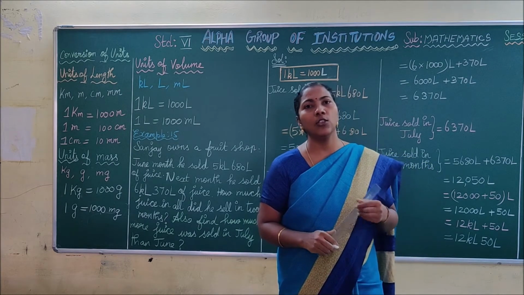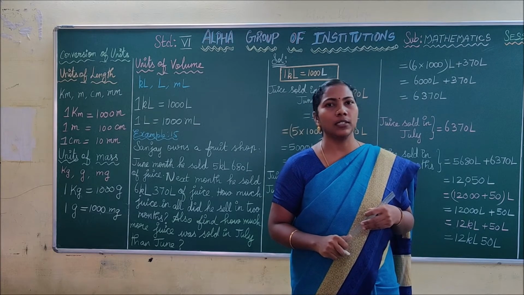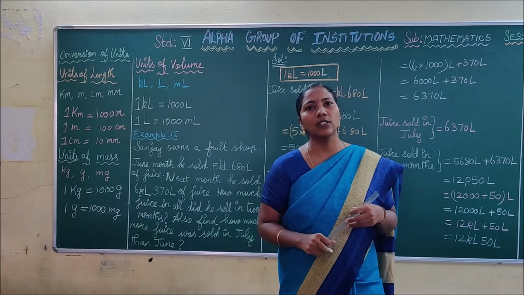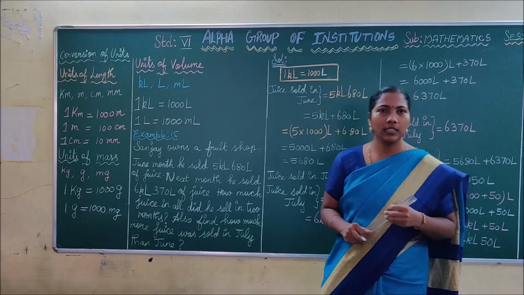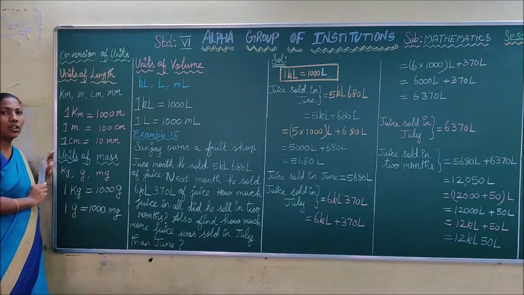We are dealing with Unit 1, number system. We have already finished the chapter numbers. In the last session, we have discussed the conversion of units. Now we are going to recall the concept. What are the concepts we have seen in the last session?